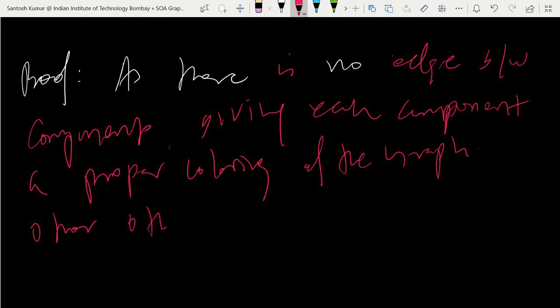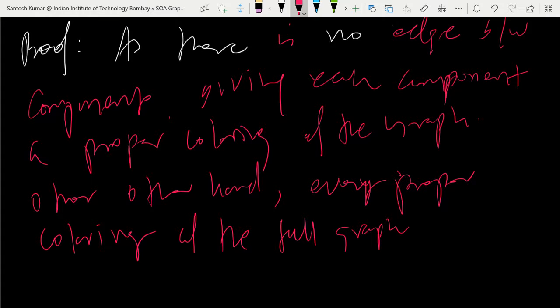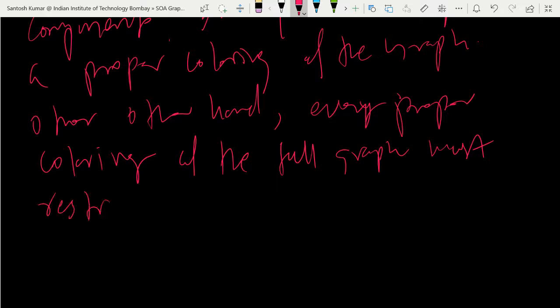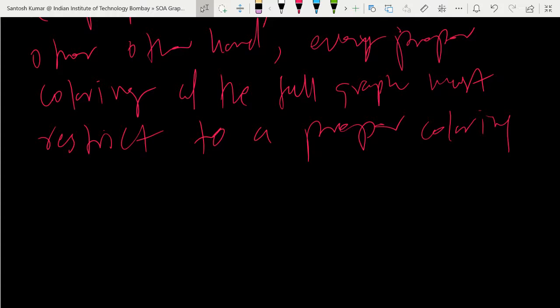On the other hand, every proper coloring of the full graph, okay, so now we're talking about the full graph G, must restrict to a proper coloring on each component.